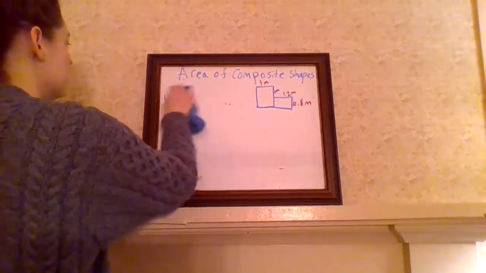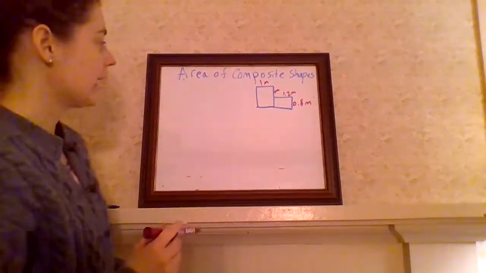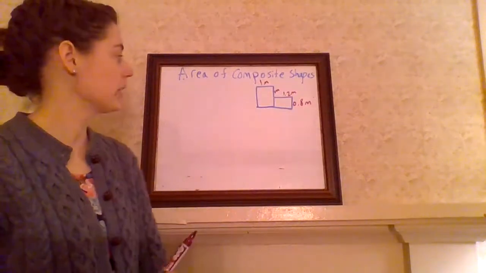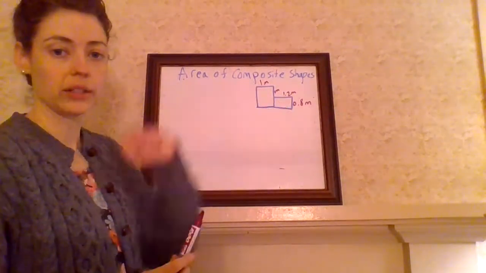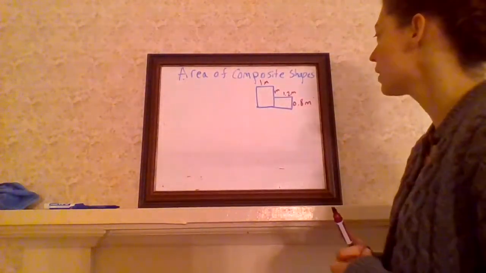Okay, so let's try the next one here. Just erase that one so we can get that out of the way. Okay, so again, we have a composite shape where the whole shape isn't anything in particular, but we could split it up and have a rectangle here and a rectangle here. Now, the only problem here is that we are missing some of the measurements.